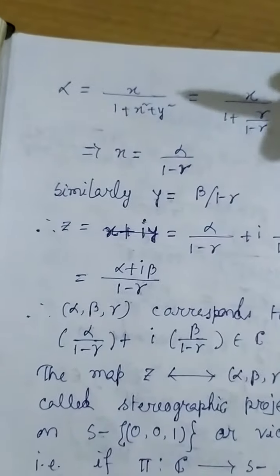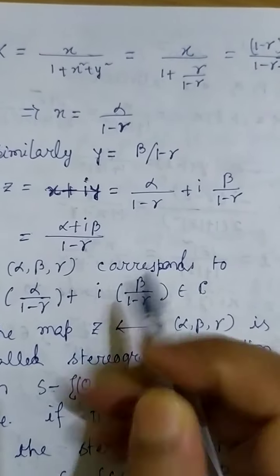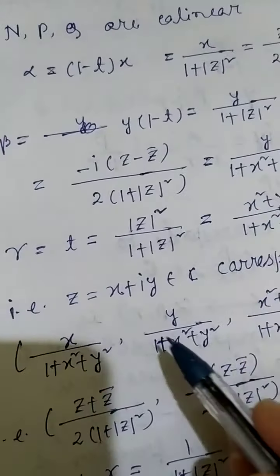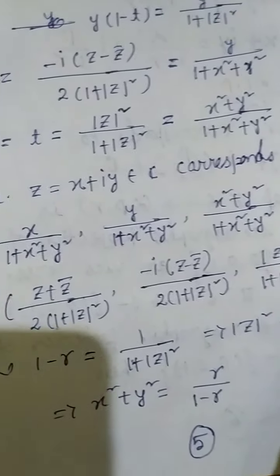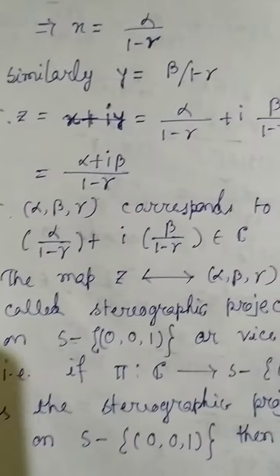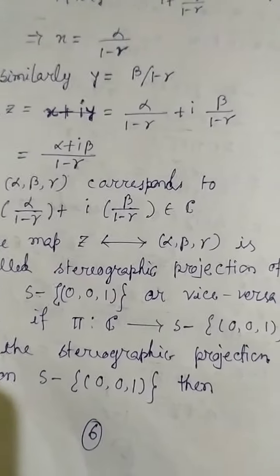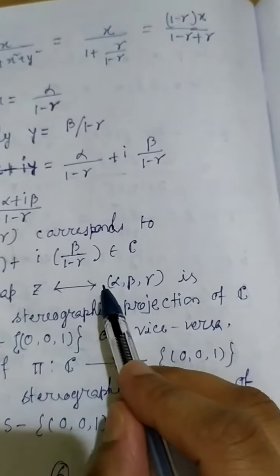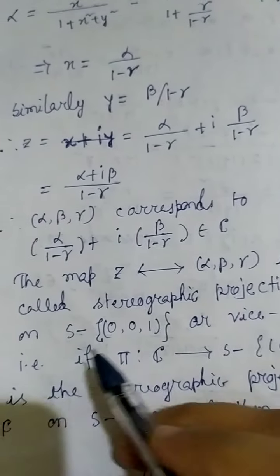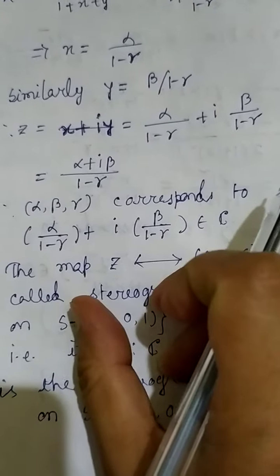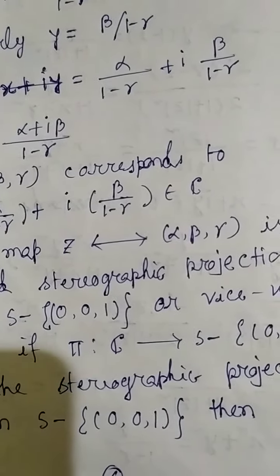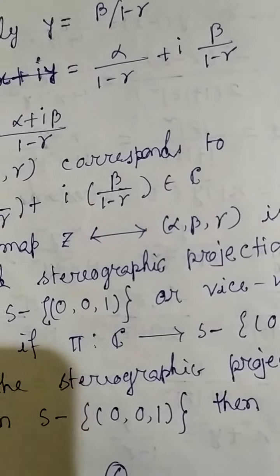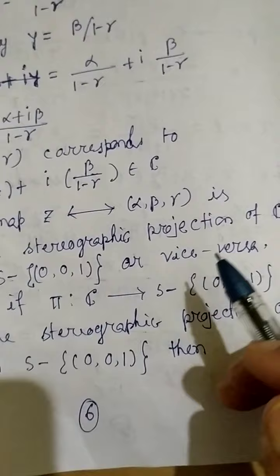If a point on the sphere is given, the corresponding point can be written in this way. And if a point in the complex plane is given, then the corresponding point can be written in this way. So this is the one-to-one correspondence. Mathematically, in mapping representation, the map z to alpha, beta, gamma is called a stereographic projection of C on S. You have to delete the point 0, 0, 1, because the correspondence of 0, 0, 1 is nothing but infinity, but in the complex plane there is no infinity. Infinity is the extended complex number.